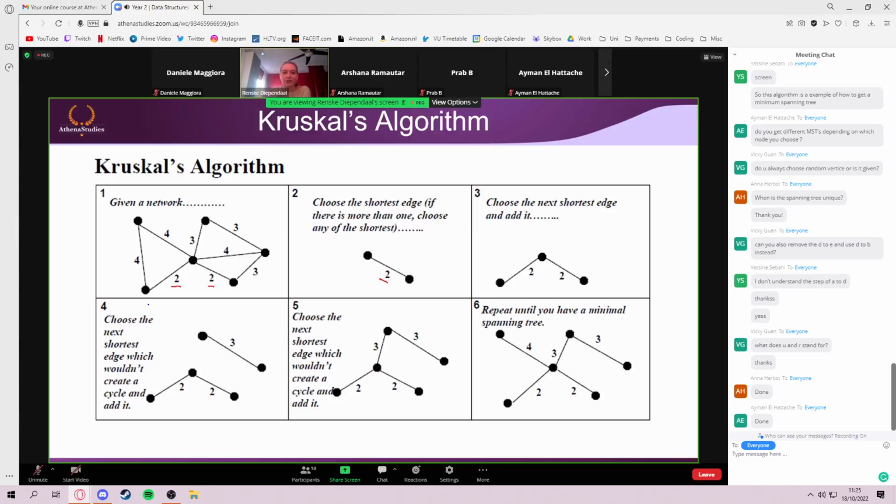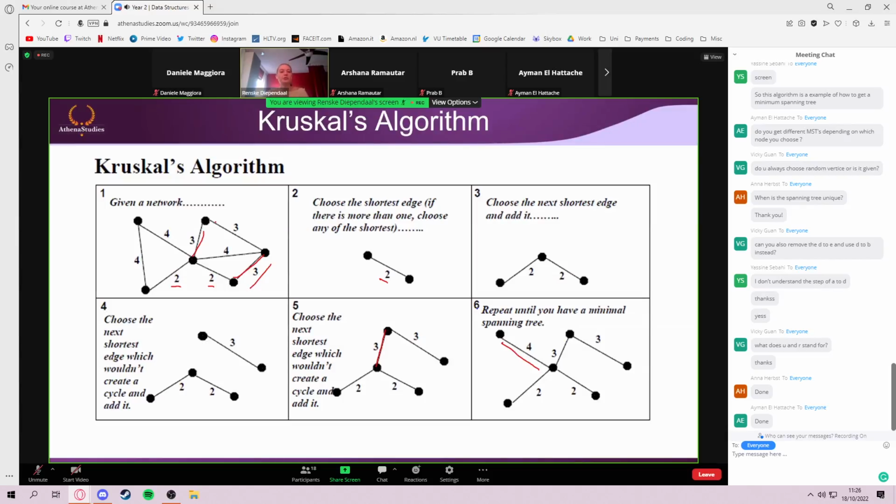And then we choose the next shortest edge. Over here we could have also picked this one or this one. Any of them is the shortest, it would be fine. But we picked the one with 3 over here. Then the next shortest edge would be a 3. Then you'd say, okay, the next shortest edge is this one, but this would create a cycle, so we don't pick it. We pick one of the 4s, and we get it over here. So you just repeat this until you have a minimal spanning tree.